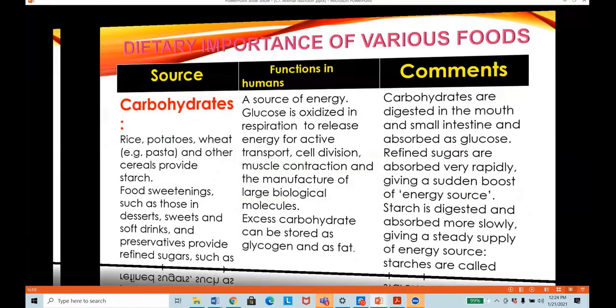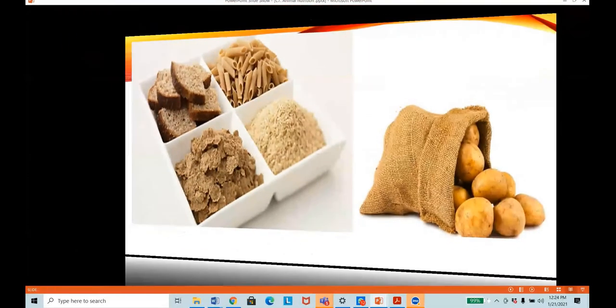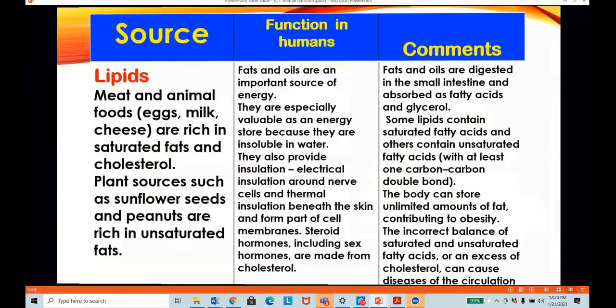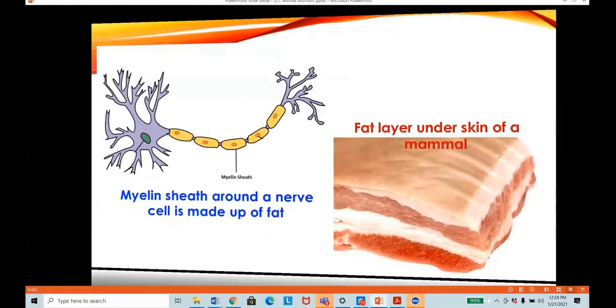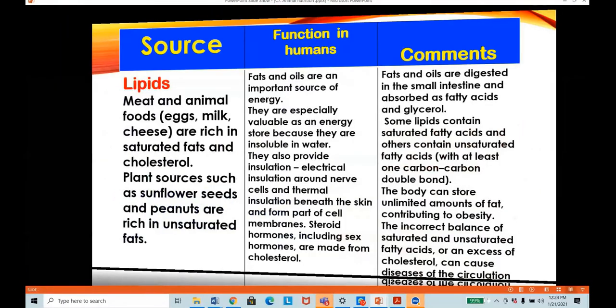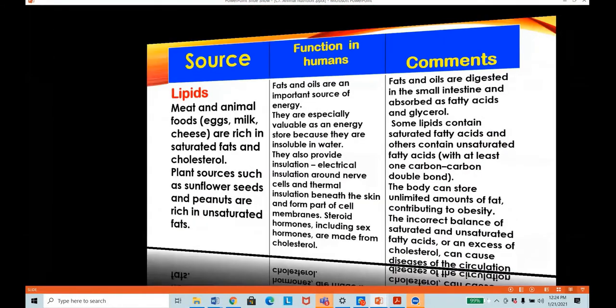All right, then we were discussing the dietary importance of carbohydrates, fats, and proteins, isn't it? Are we done with all three, ladies? Did we discuss the dietary importance of lipids and proteins as well in the last lesson? Yes, I think we did. We did, right? All right.